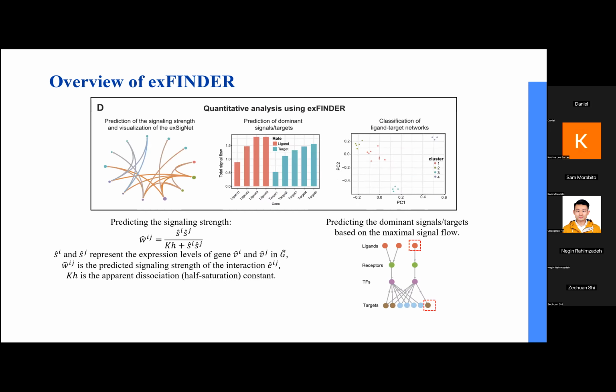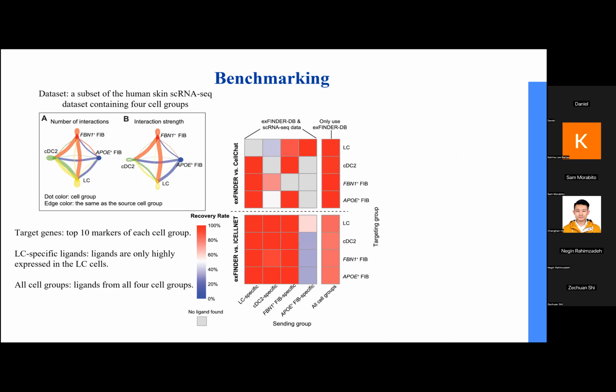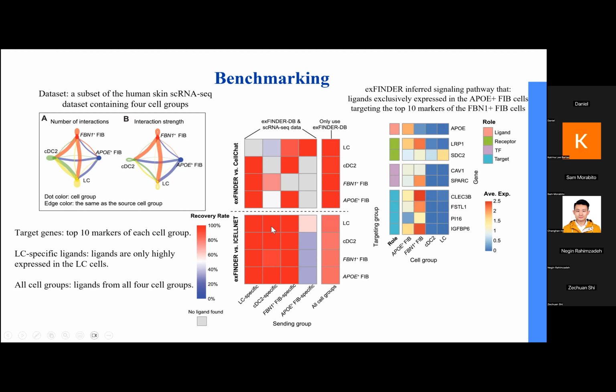Yep. And then the first part, in the paper, that's for benchmarking. We use Expounder to compare with two other methods, one is CellChat, one is iCellNet. So in the middle panel, this graph basically shows the percentage of the ligand receptor pairs inferred by these two methods that can also be recovered by Expounder.